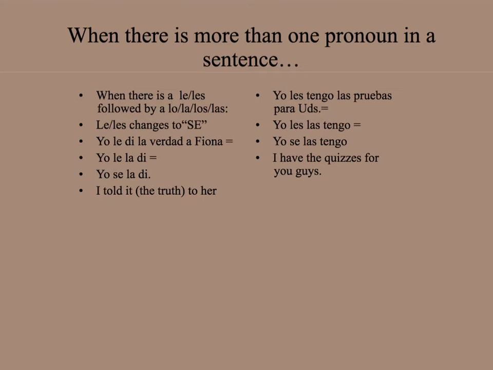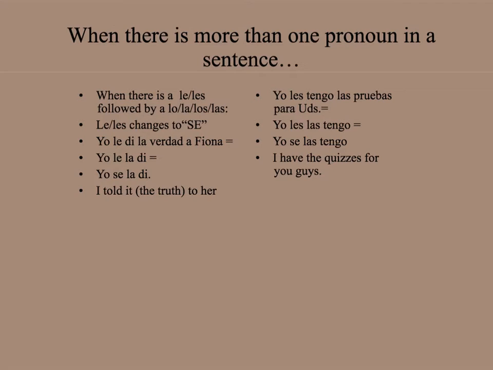So again, if there's a special case, right? So indirects include le and les, and then you've got directs that include lo, la, los, las. If you have that double L sound, you have a le or a les followed by a lo, la, los, or las. Spanish doesn't really like that double L. It's too easy for it to become a tongue twister. So you change the le or les to se.